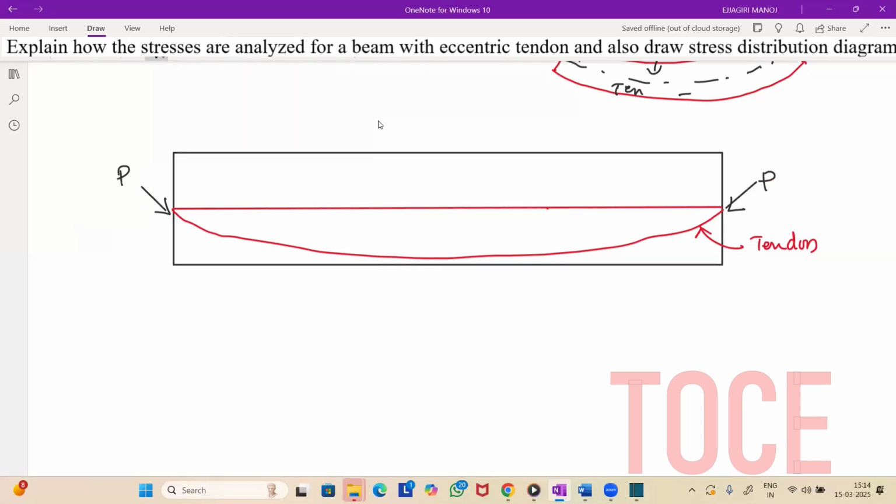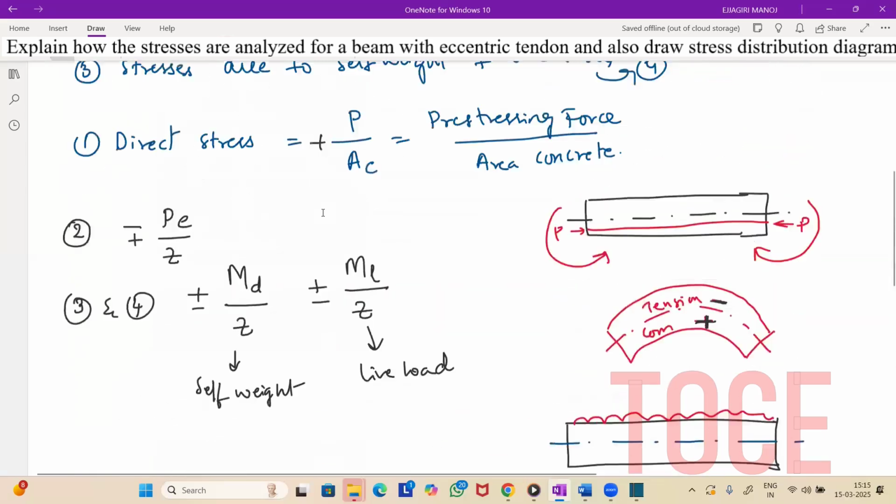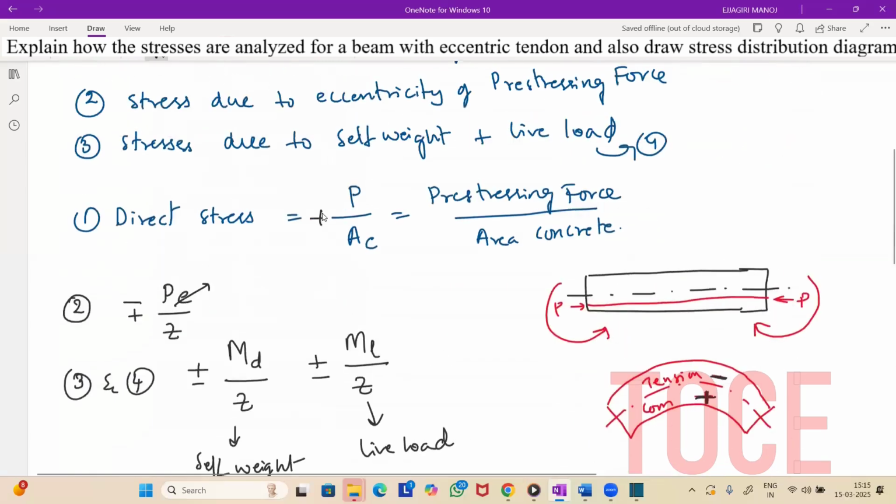Okay, so if you consider this one, it is having eccentricity E at the center, and it is having zero eccentricity at the support. So E is equal to 0 at the supports. So the stresses will differ from the support to the center. For the same formulas, here E will be equal to 0 at the support. That means you don't have the stress due to eccentricity at the support because the eccentricity is 0.